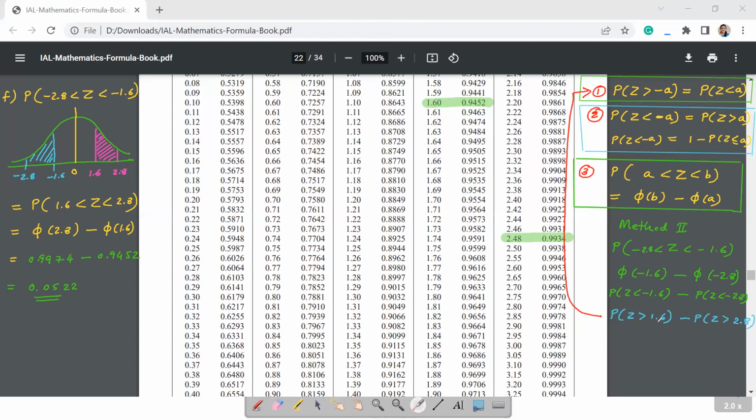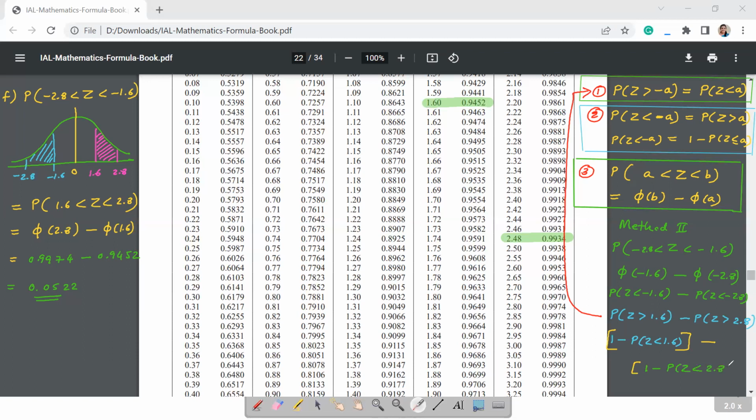Is it greater than 1.6? Now you know this table doesn't give you greater than. Is it greater than? It means 1 minus the probability it is less than 1.6, because the table doesn't give you the greater than values. Greater than values are found by 1 minus the probability it is less than 1.6. Are you with me? This is the first guy, and I'm subtracting the second guy. Is it greater than 2.8? How do you get the area? It's 1 minus the probability it is less than 2.8.